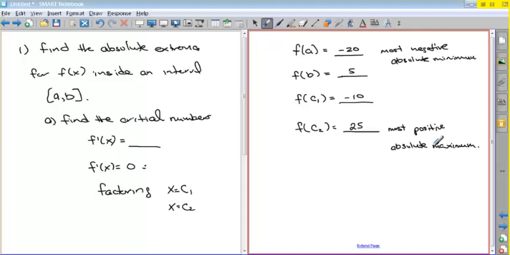So when you have an interval and you have a function, the maximums and minimums can either occur at the critical numbers or they can occur at the beginning or end of the interval. That's why you have to evaluate the function at those 4 points to find out which one is the most negative, that's the minimum, and which is most positive, that's the maximum. Excellent. I'm not going to work through a problem. You can look in the homework.